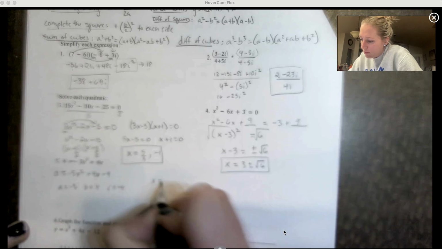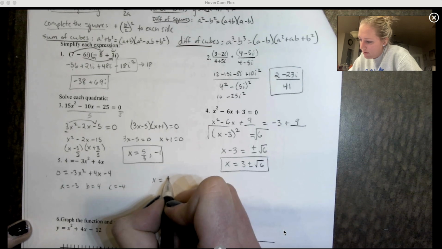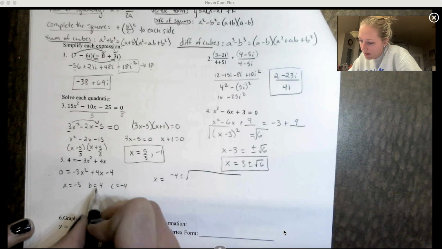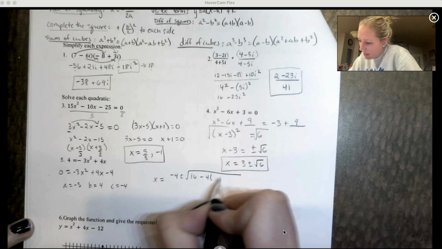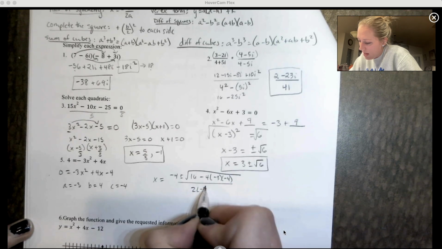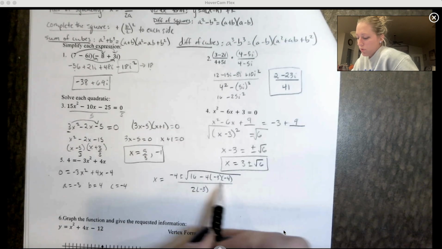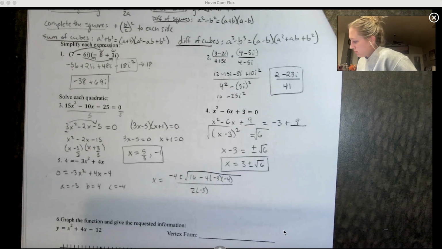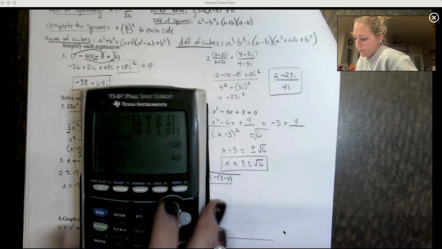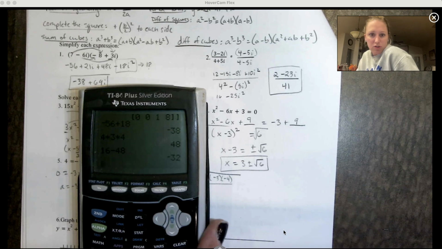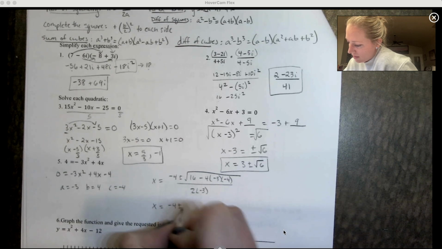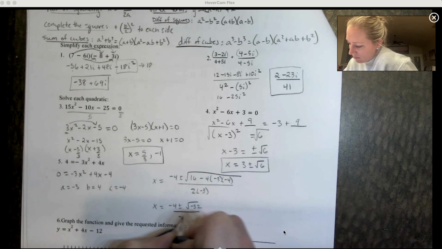So we have x equals -b plus or minus square root of b squared minus 4 times a times c, all over 2 times a. Okay, simplify what's under the square root. So we have 4 times 3 times 4, 48. So I'm going to be left with 16 minus 48, which is -32. So here's where I'm at now. I've got x equals -4 plus or minus square root of -32 over -6.